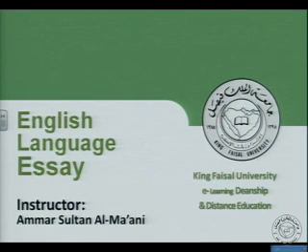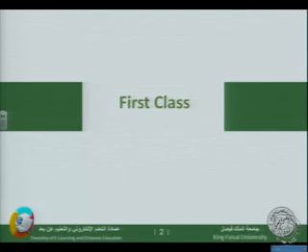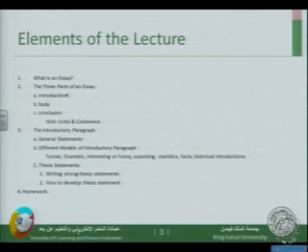Okay, for today's class, our first class, we will cover the following topics. First of all, what is an essay? The three main parts of an essay, as you know: introduction, body, conclusion. And we have some hints about two important elements in essay writing. They are called unity and coherence.